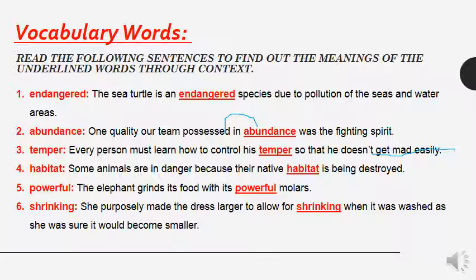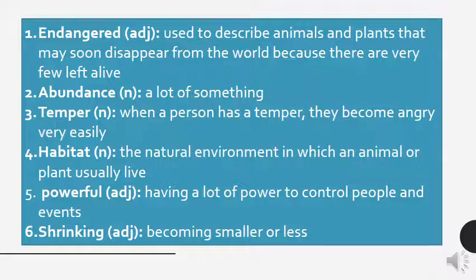Shrinking. She purposely made the dress larger to allow for shrinking when it was washed, as she was sure it would become smaller. If you look at the word smaller and allow for shrinking, these two words show that when something shrinks, it means it becomes smaller in size. Here are the meanings of the words.